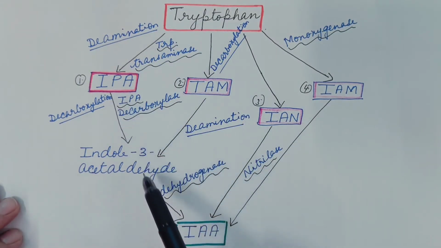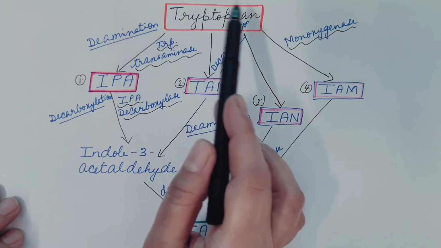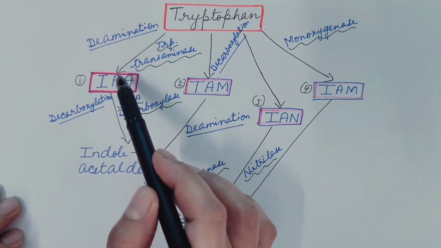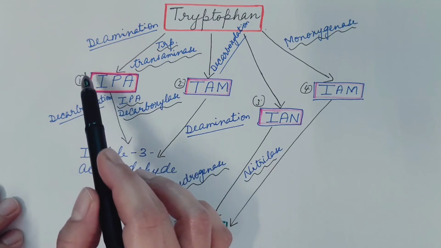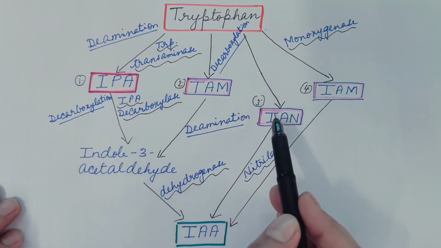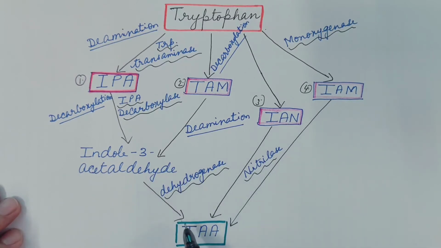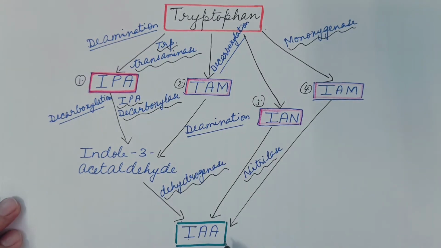We can show all these pathways briefly here. This is the first pathway, this is the second pathway, this is the third pathway, and this is the fourth pathway. All start with tryptophan. In the first pathway, the first intermediate is IPA. Here the first intermediate is TAM. Here it is IAN, and in the fourth it is IAM. And the product that is obtained through all the pathways is IAA, indole-3-acetic acid, which is the naturally occurring auxin.